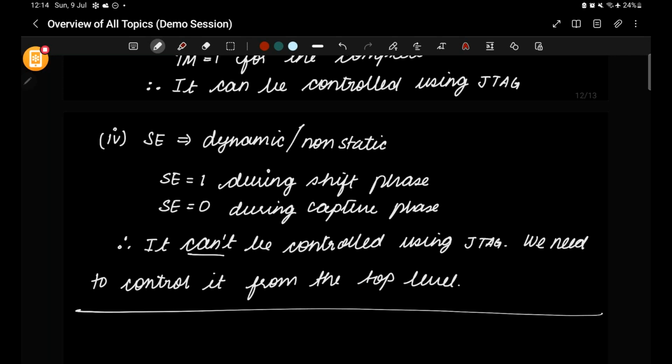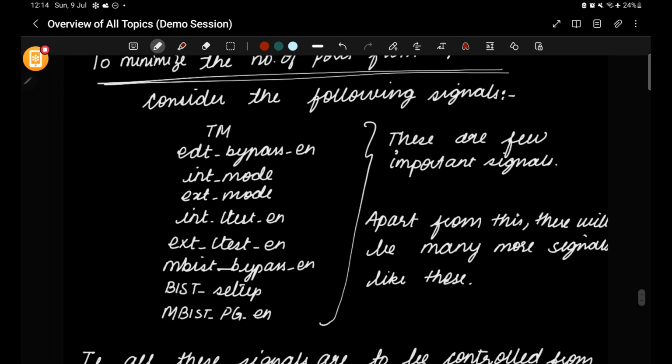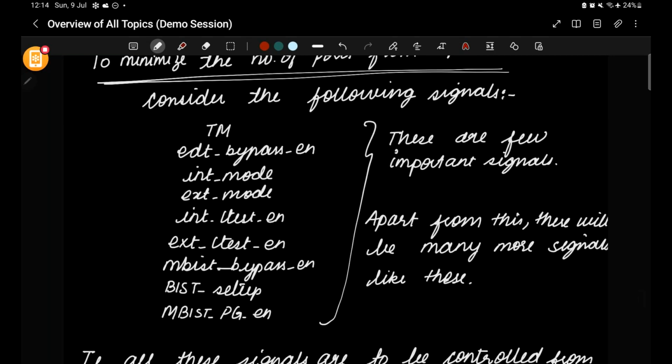Whatever signals I have listed here are all static signals. For the complete run, they will have the same value. Instead of controlling the static signals from the top level, we will be controlling them internally using JTAG.